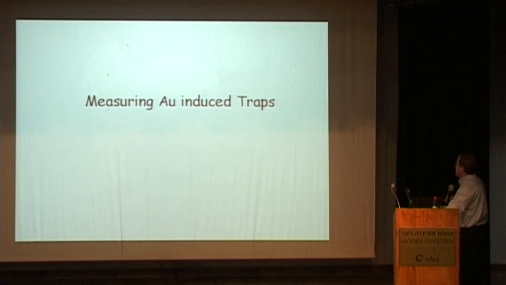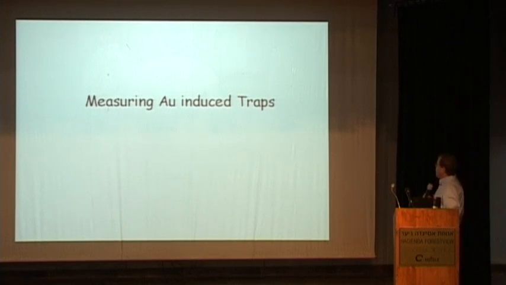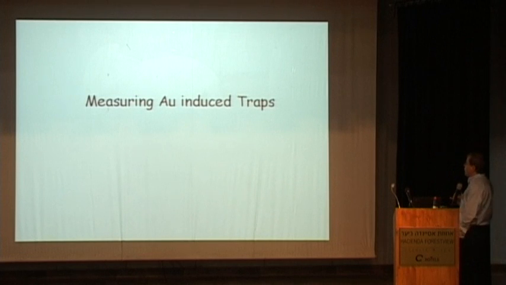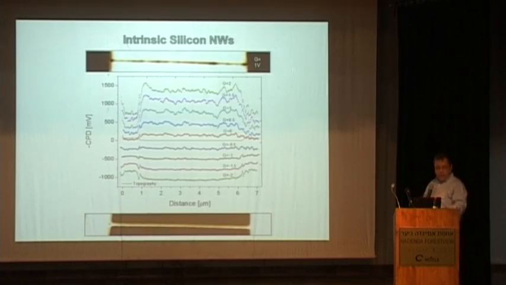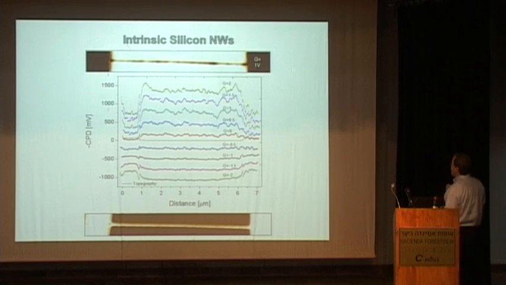In the last few minutes, I would like to describe a new set of experiments, how we think we can use the Kelvin probe force microscope to find individual electronic traps in a nanowire. What you see here is an intrinsic silicon nanowire, an undoped nanowire between source and drain. And what you see here is potential scans for different applied gate voltages.